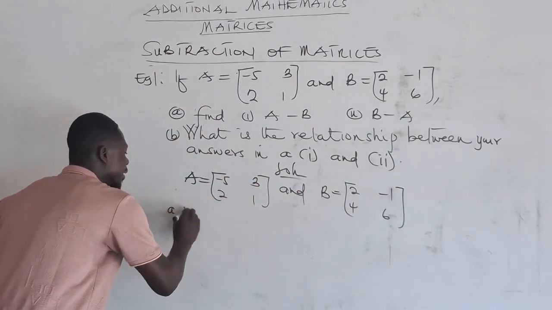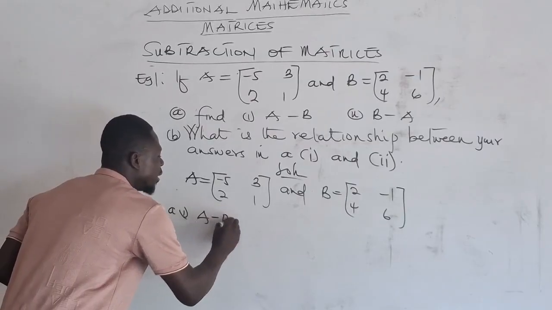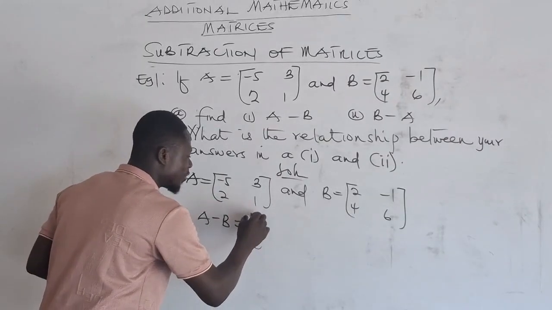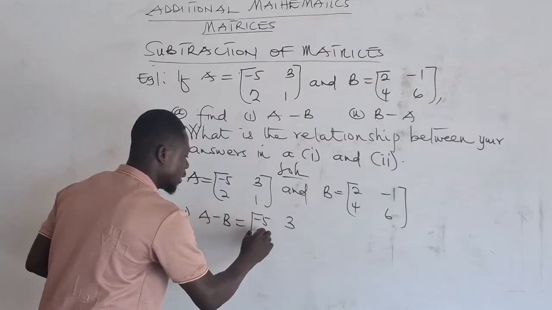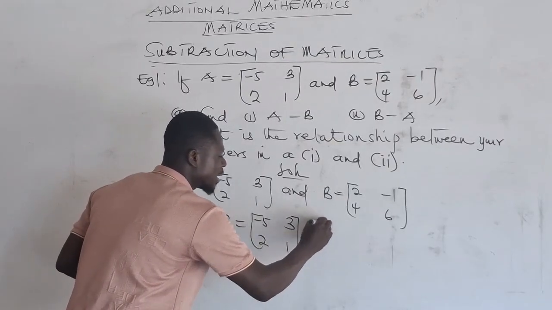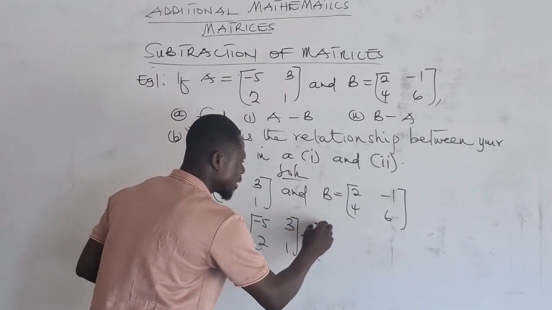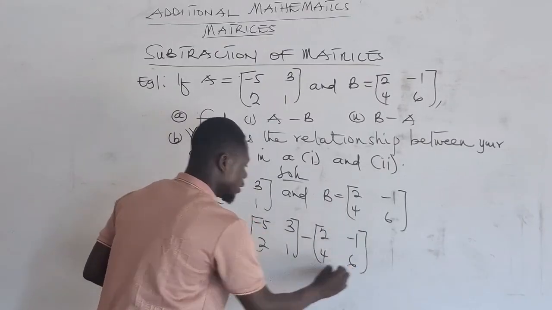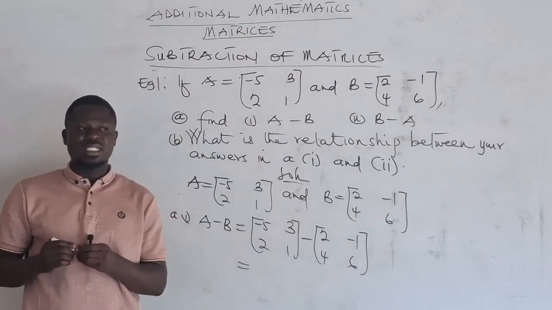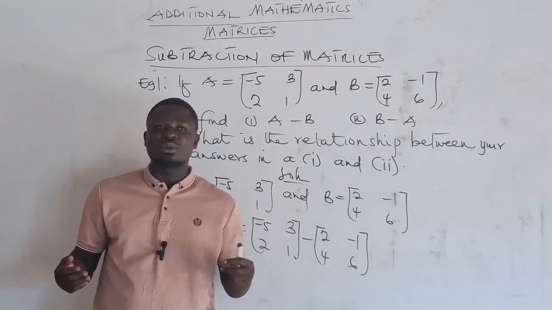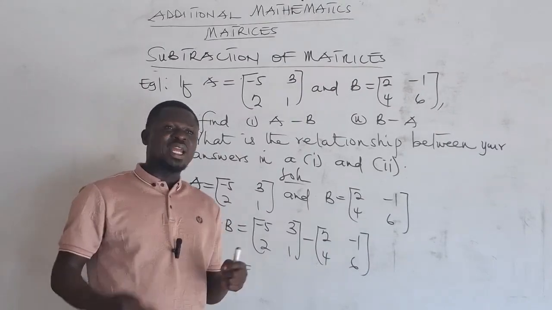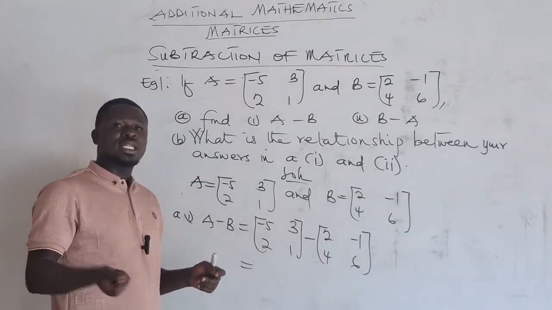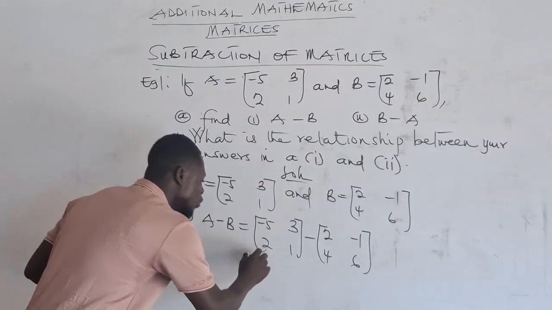So (a)(i), A minus B will be equated to the matrix A written first. So we have negative 5, 3, 2, 1 minus matrix B, that one too is 2, negative 1, 4, 6. So this one, as it was said, the corresponding entries will be dealt with. So we subtract the entry in the second matrix from its corresponding entry in the first matrix. So let's do that and see.